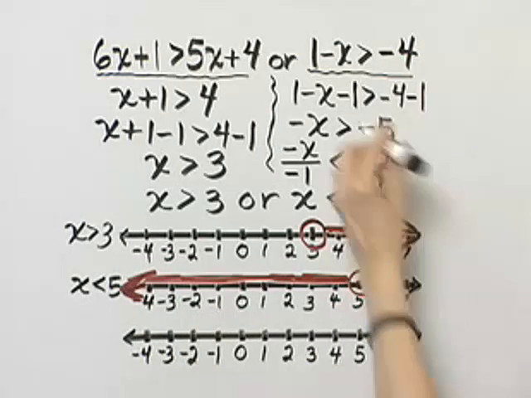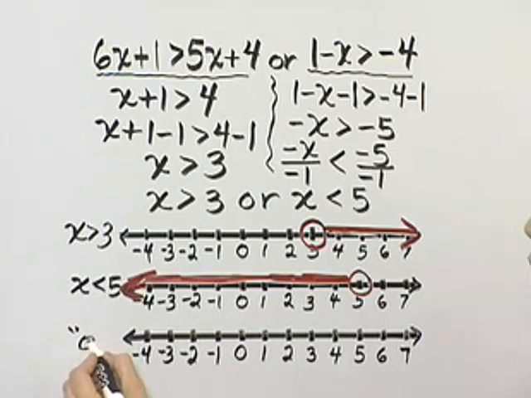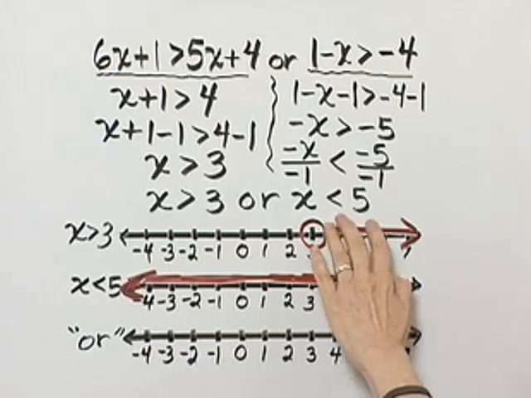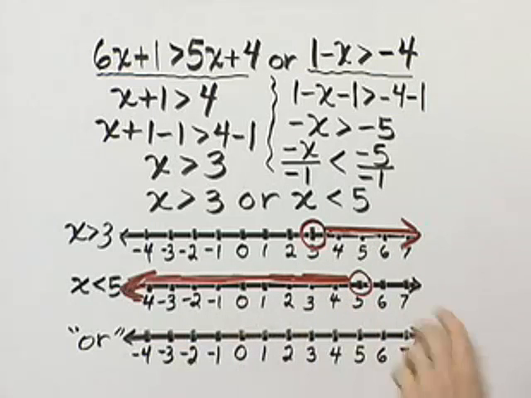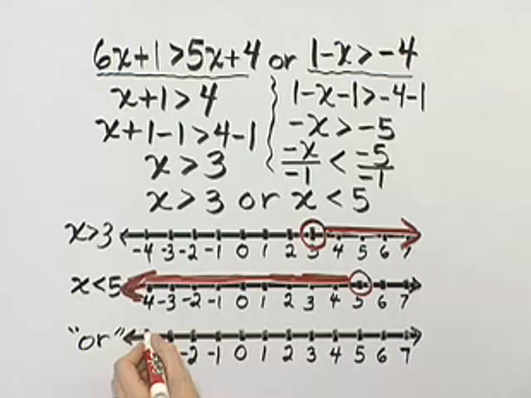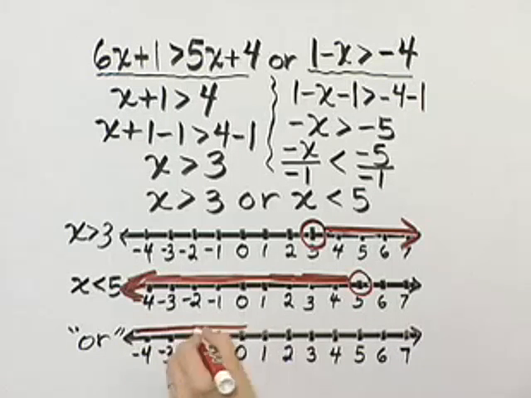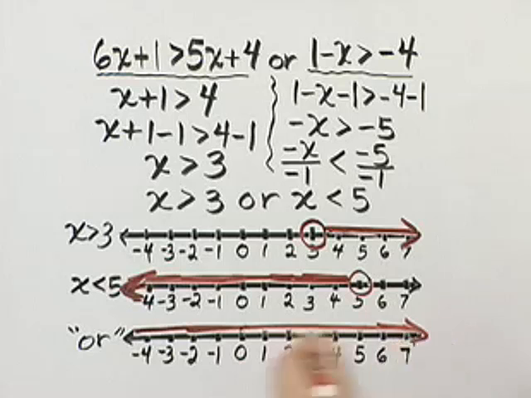Now, I want to find the or, which means I want the union of these two. What is the union of these two? Well, notice the union, I'll shade everything either on this graph shaded or this graph shaded, which is every single number on the number line. So what is my listing of solutions? Well, all real numbers are solutions.